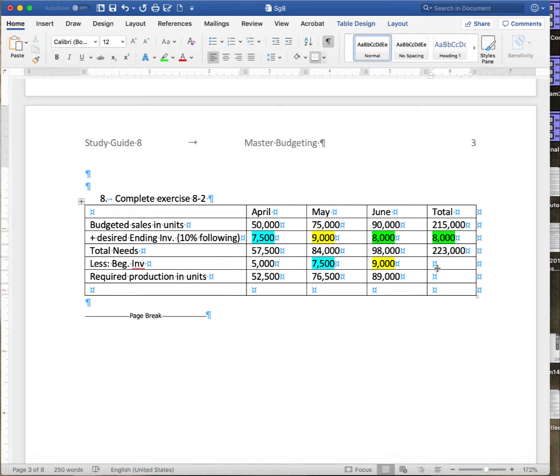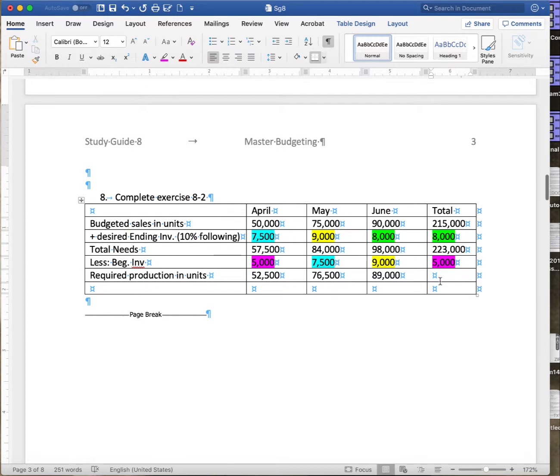Now, less beginning inventory. I started the quarter with 5,000. I'm going to end the quarter with 5,000. And required units, I can just add these up. 52,500, 76,500, and 89,000 should give me 218,000 units that I need. Okay, that is how you do the production budget.